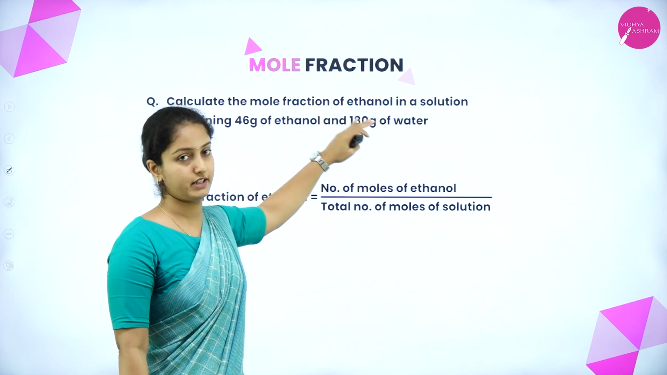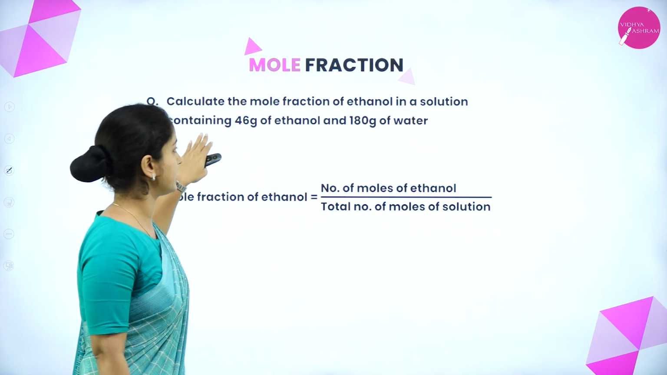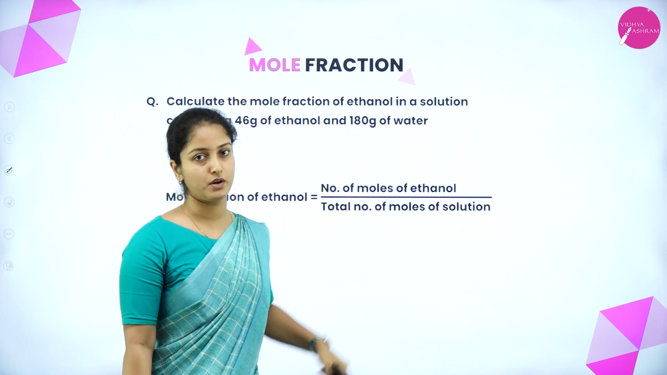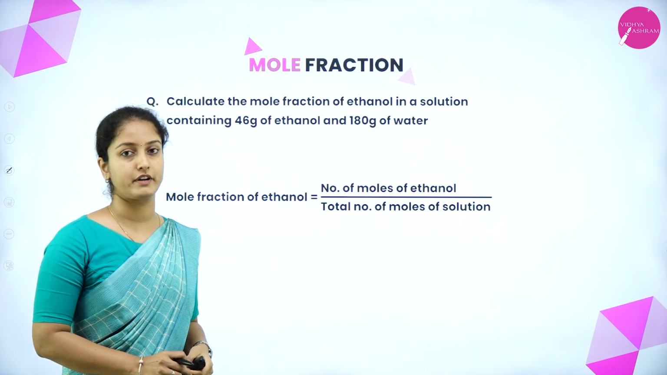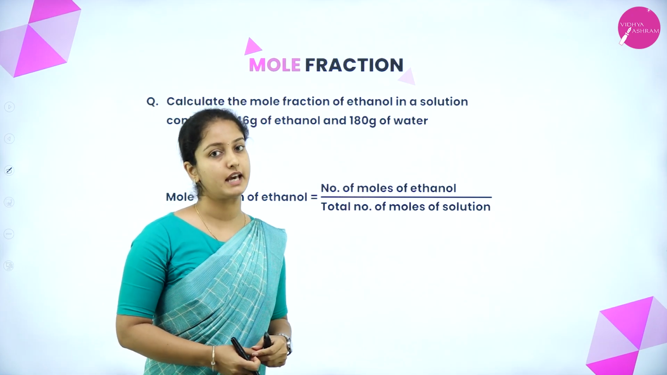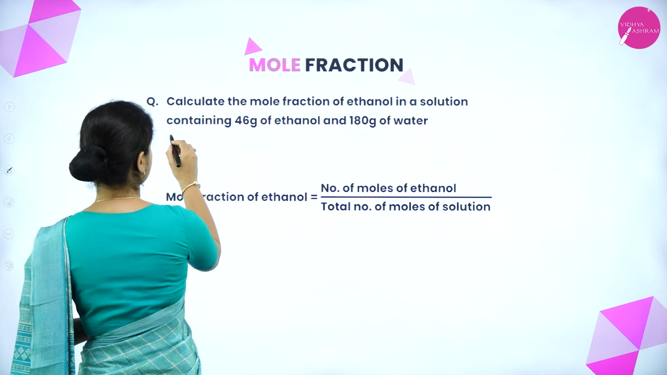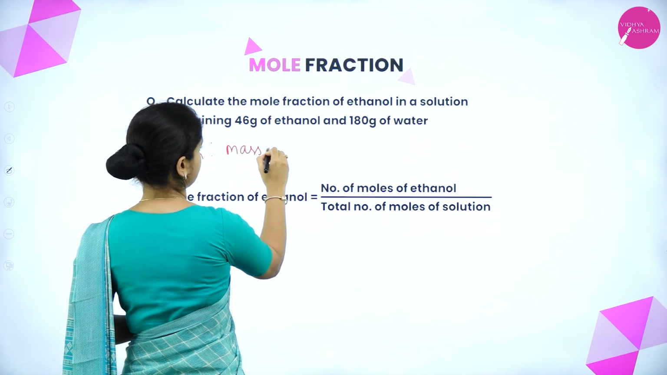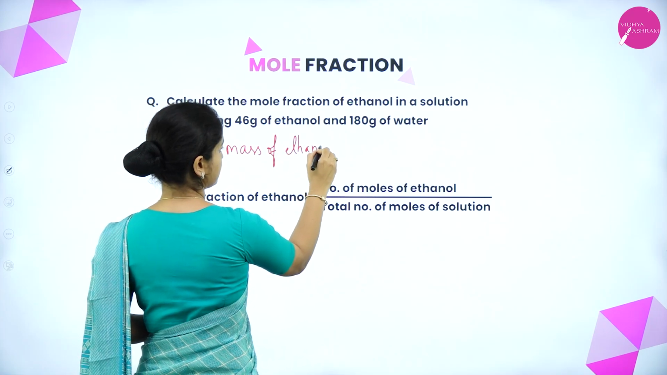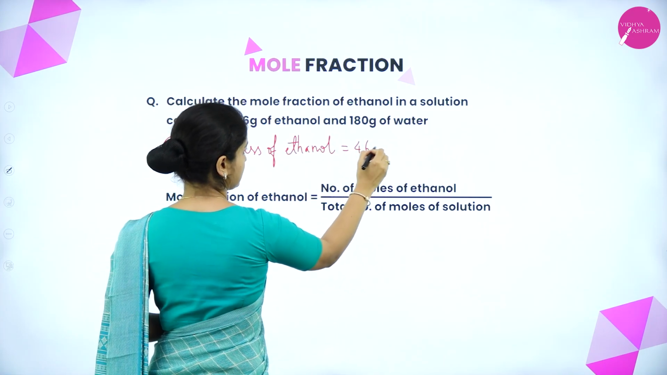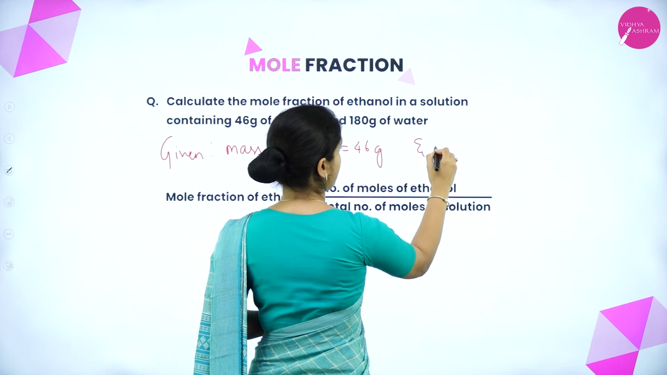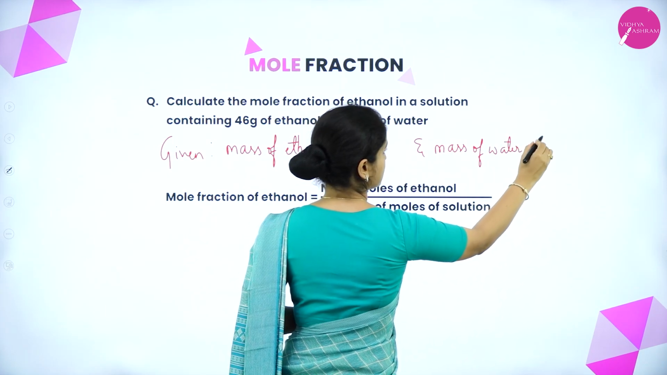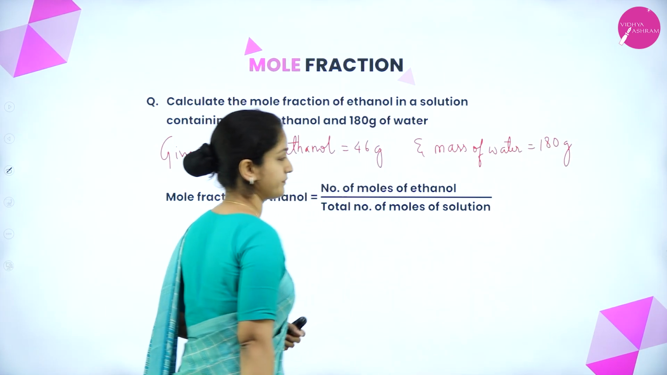Calculate the mole fraction of ethanol in a solution containing 46 grams of ethanol and 180 grams of water. How to calculate the mole fraction of a particular component, that is ethanol. So first we'll write the given data. Mass of ethanol is given, 46 grams, and mass of water is 180 grams.